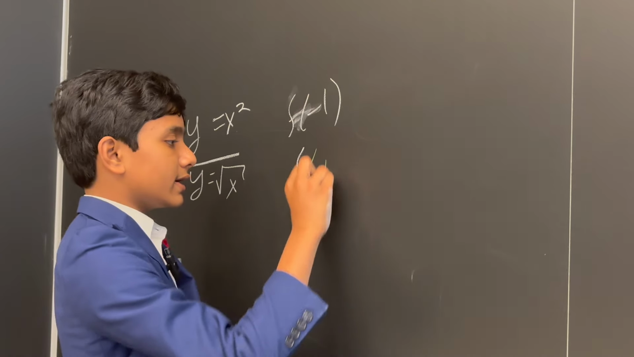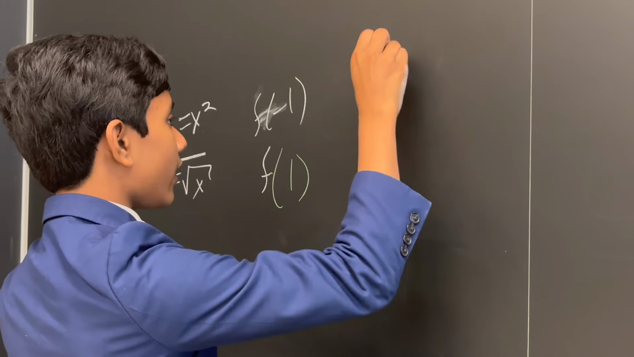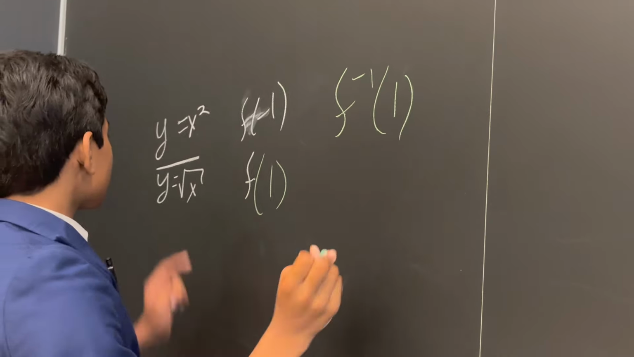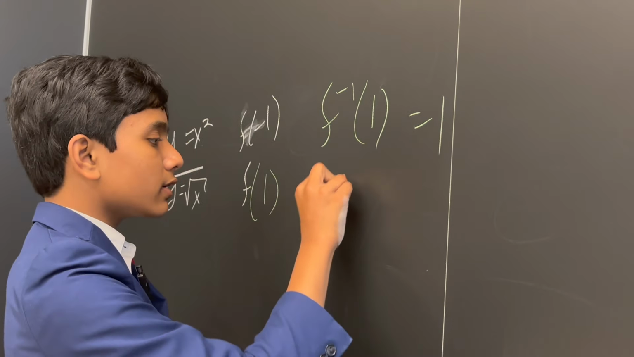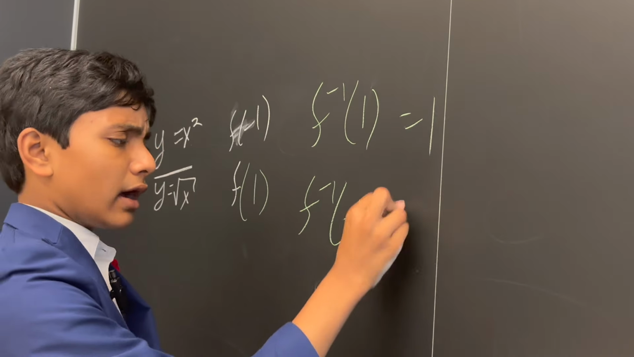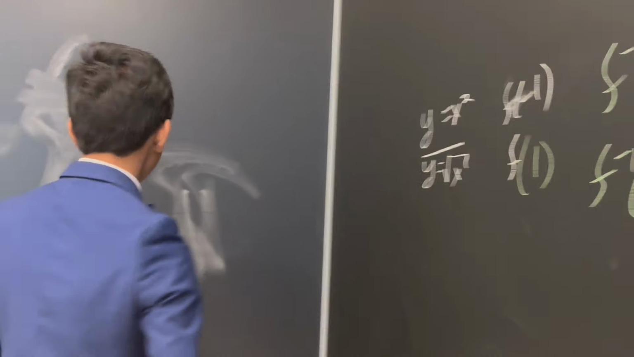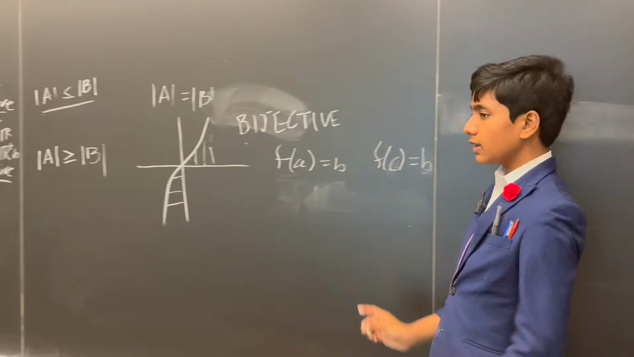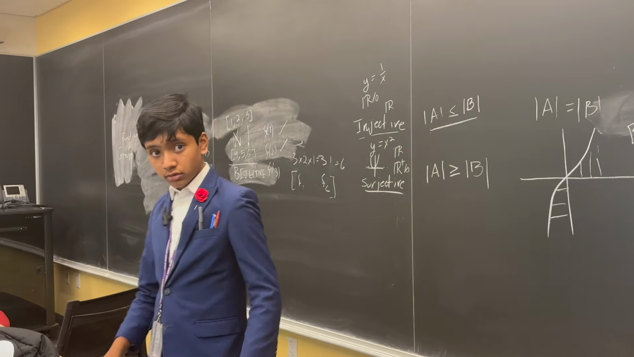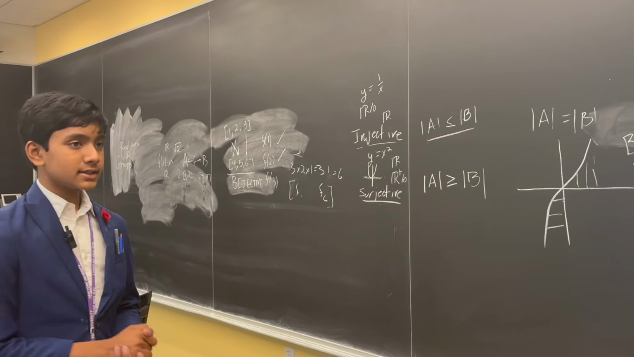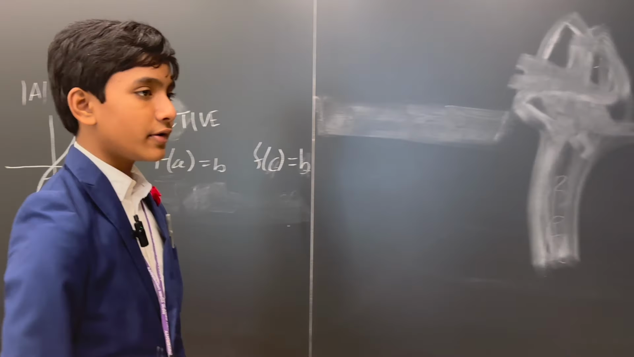And f of 1 exists. However, f inverse of 1, if we're talking about x squared, is obviously 1, because 1 squared is 1. F inverse of minus 1, what are you going to write? I? So, that's how you know that neither injective nor surjective functions alone have inverses. They have to be combined into a bijective function to have an inverse.